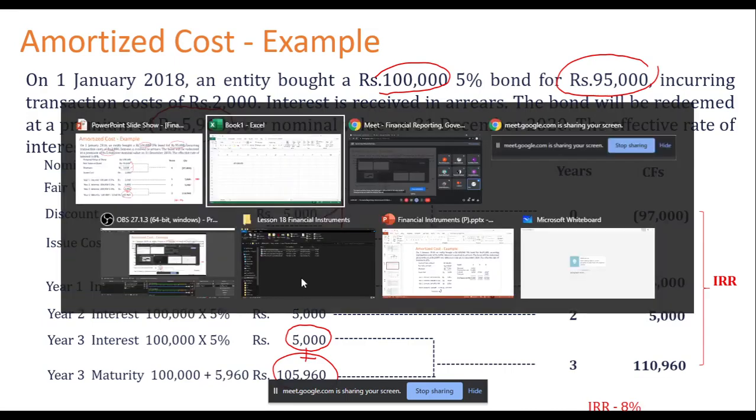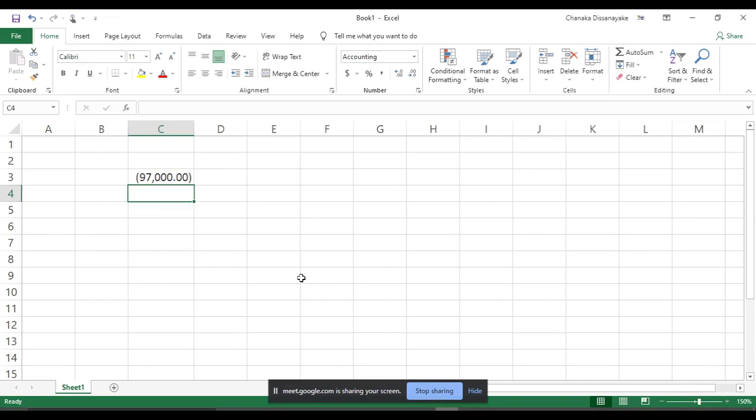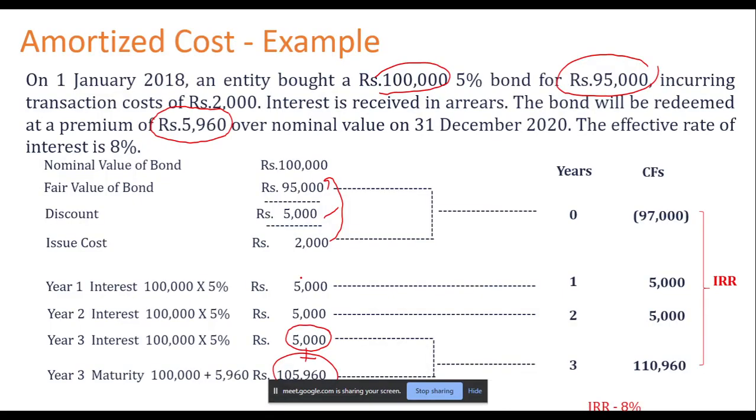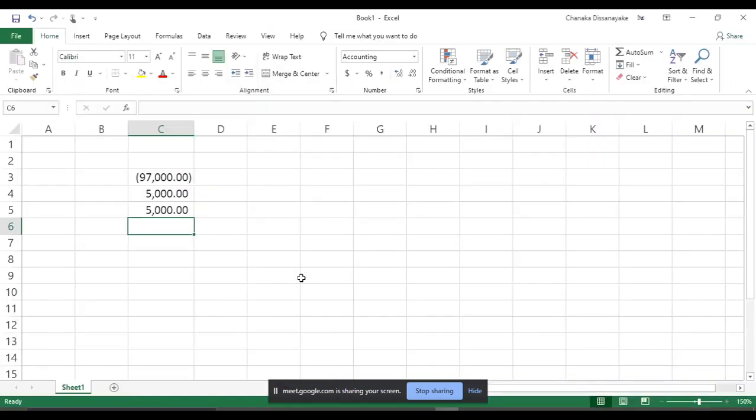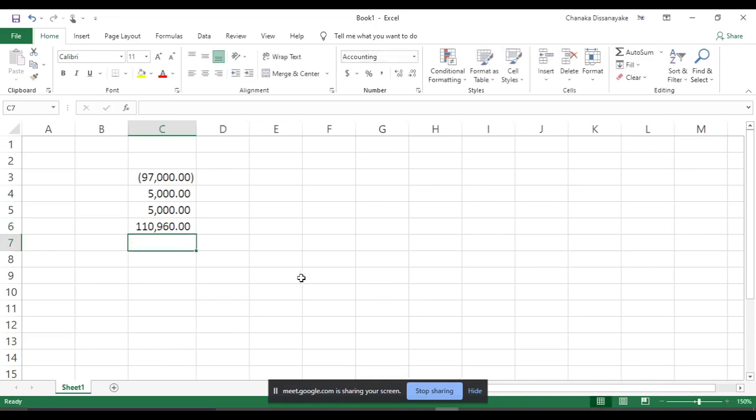In the first year, I am getting a cash flow of 5,000. Second year, I am getting a cash flow of 5,000. Third year also, I am getting cash flows of how much? 110,960. So these are my cash flows, right? In Excel, there's an option called IRR. This is the inbuilt function given in Excel.